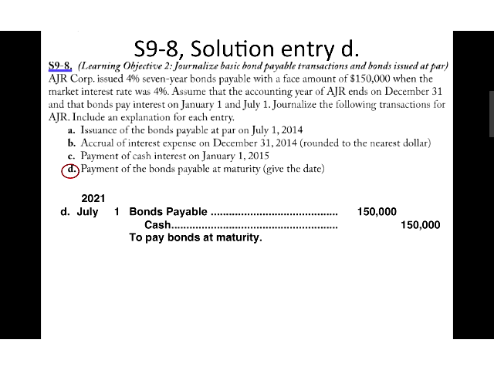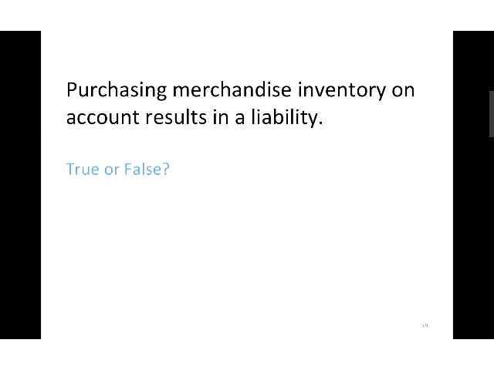Okay, so that's exercise 9-8. There's another bond exercise. I'll record a step-by-step how-to on that one. And what we're going to do right now, another question's coming out to you. True-false question. Purchasing merchandise inventory on account results in a liability. True or false?